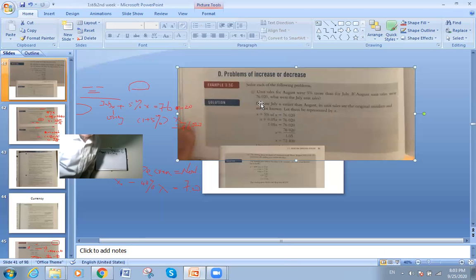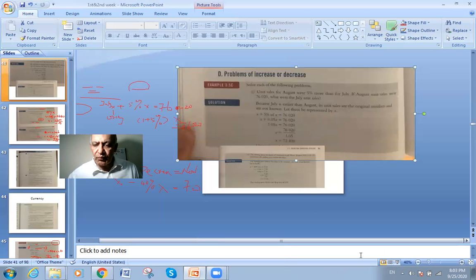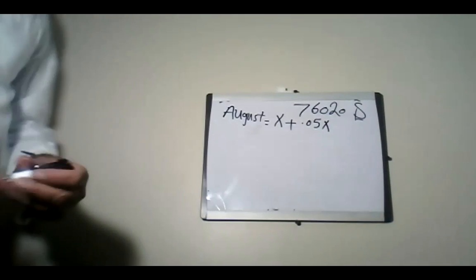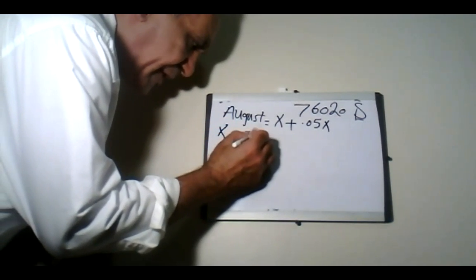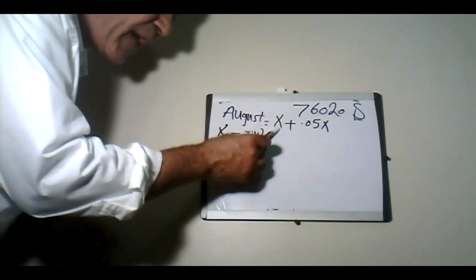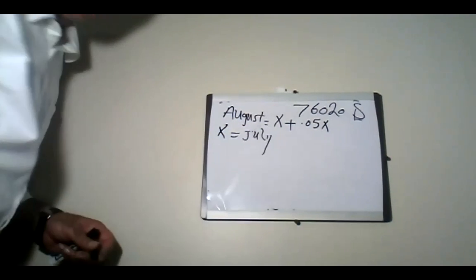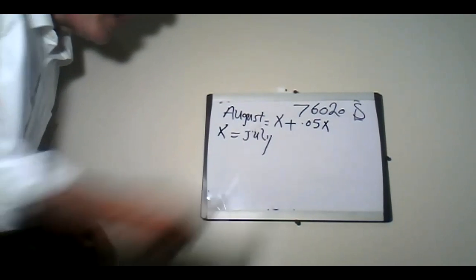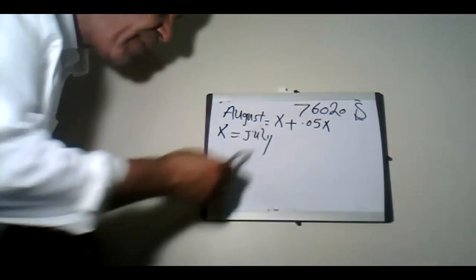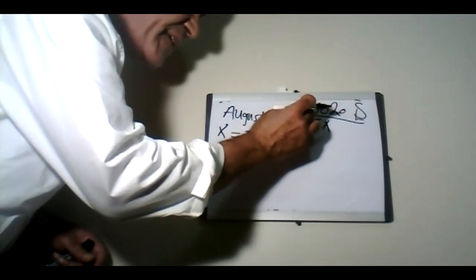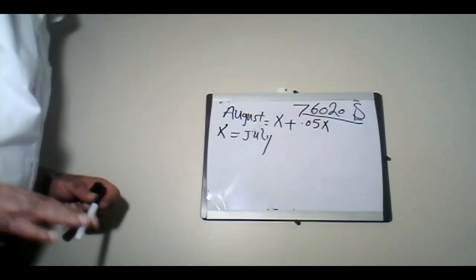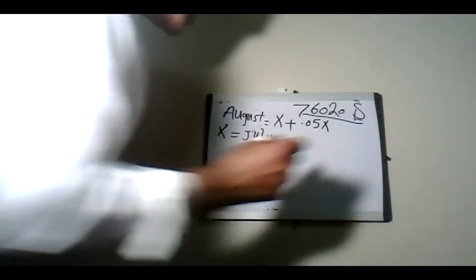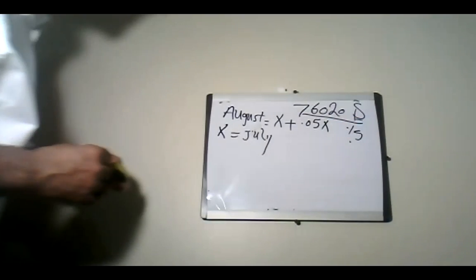Let me stop sharing, so the screen is in front of you. X is July, and August is July plus 5% of July. I want to know about July. I know about August, so August is 76,020. Then what I will do here, let me do it in front of you, is put the data on one side.